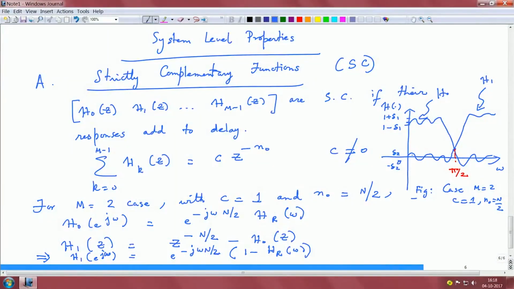So, in general, for strictly complementary functions, the sum of the filter responses should add up to a delay with a scale factor of c, and in the special case when M equals 2 and you choose c equals 1, the gain is 1 with some preset delay, it boils down to what we are familiar with, the quadrature kind of case. At pi by 2 basically there is an overlap, they intersect.